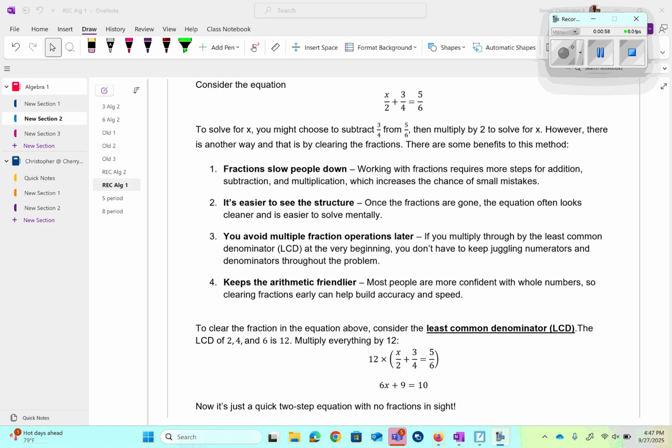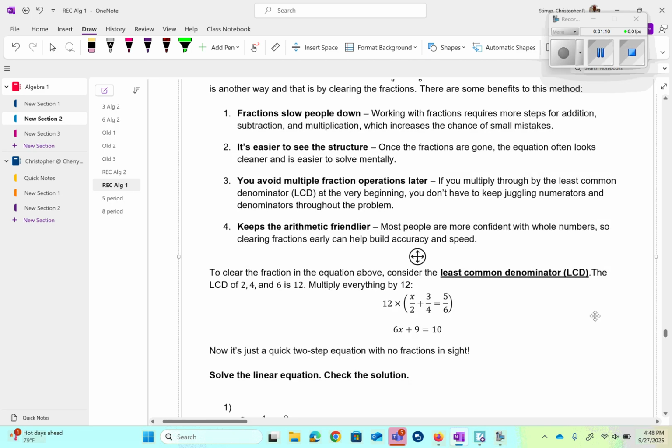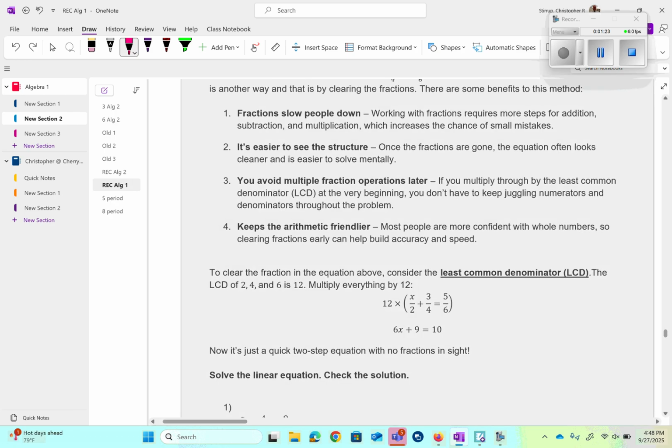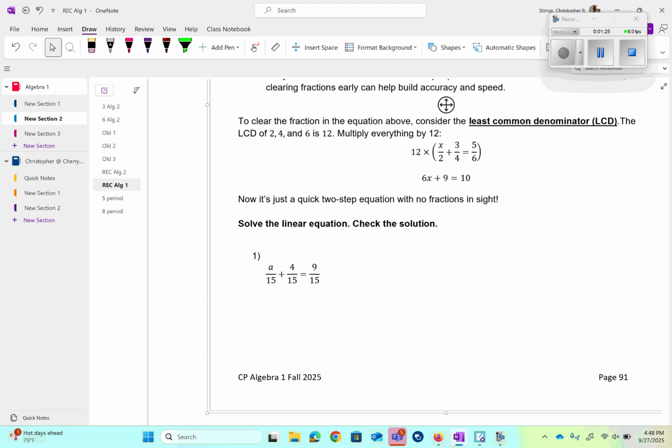All right, so fractions slow people down, working with fractions. If you watched the last video, this might have been on there as well. So some of the practice problems will be worked out already. It's easier to see the structure when you're not dealing with fractions. You avoid multiple operation errors if you get rid of the fractions first, which is great, and it makes it a little nicer problem to do.